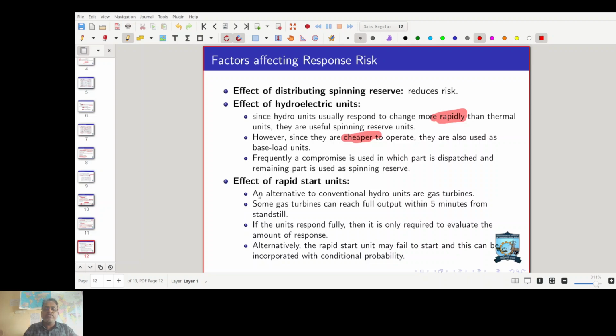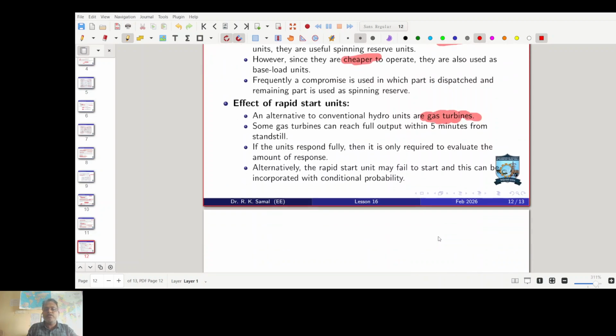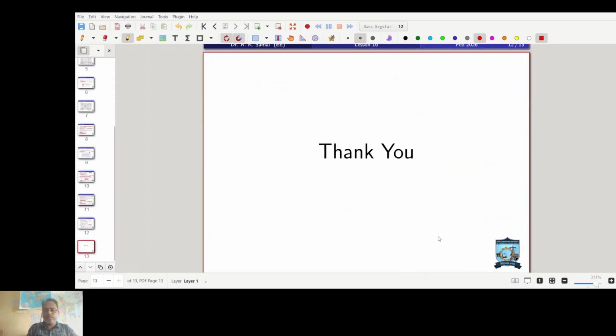Effect of rapid start units. As an alternative to conventional hydro units are gas turbines. Some gas turbines can reach full output within 5 minutes from standstill. If the unit responds fully, then it is only required to evaluate the amount of response. Alternatively, the rapid start unit may fail to start, and this can be incorporated with various conditional probability concepts.